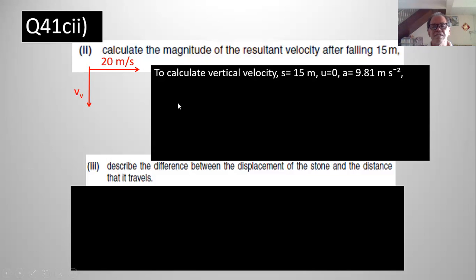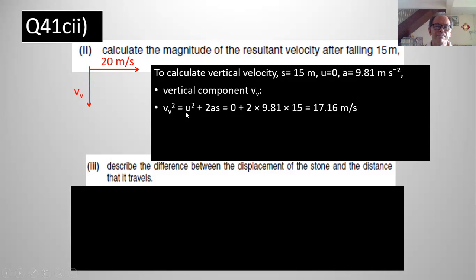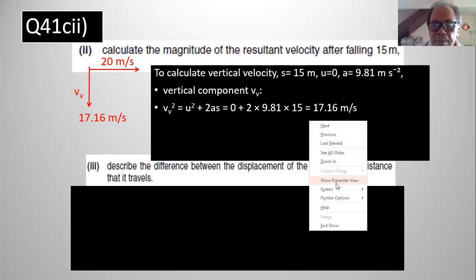Right? Calculate the vertical velocity at that height. Initial velocity is 0. Acceleration is 9.81. So use your v squared equals u squared plus 2as. Put in your values. Initially, u is 0. 2 times 9.81. Height is 15. You get 17.16 meters per second. Okay. Sorry, there's a careless mistake here. This one has to be square rooted.